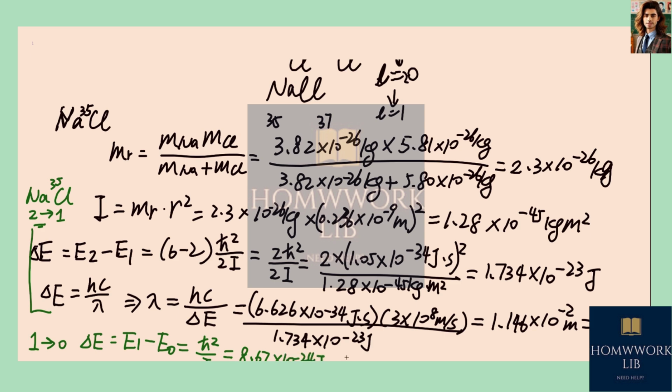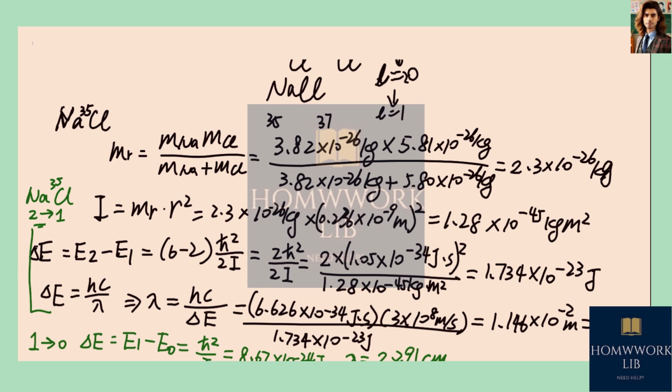And the wavelength lambda is going to be 2.291 centimeter. You see the energy is half, so the wavelength is twice the previous case. All right, so these are the two results we had for sodium chloride 35.